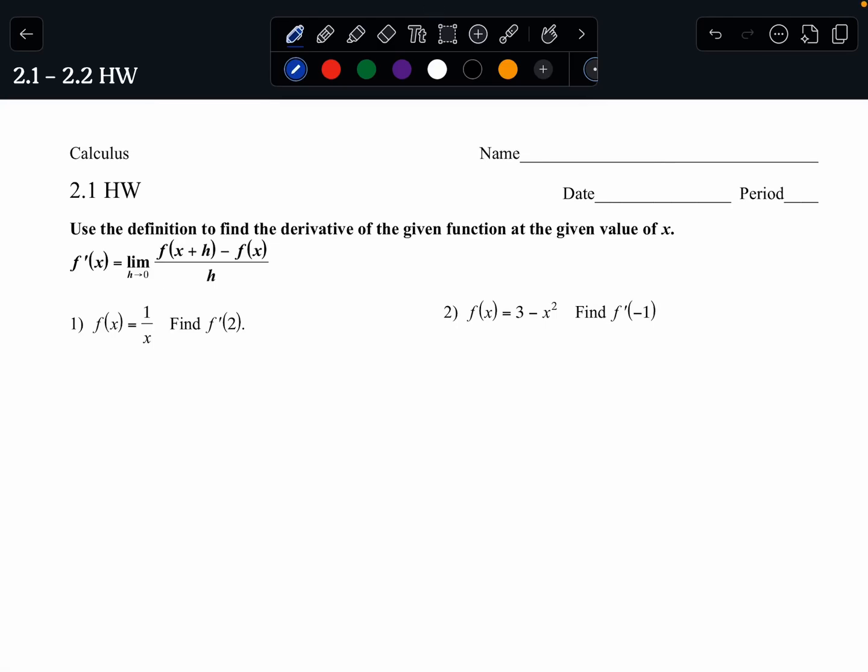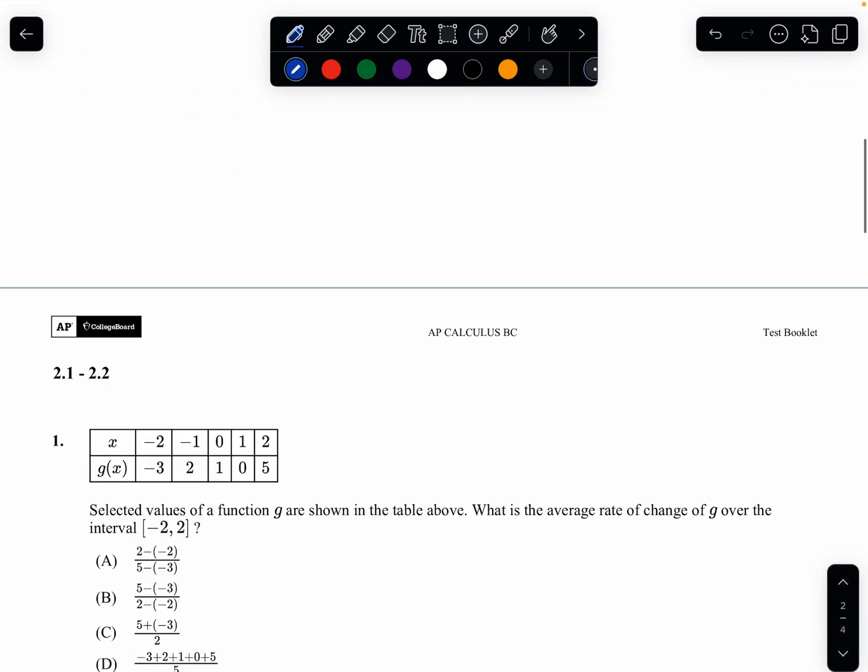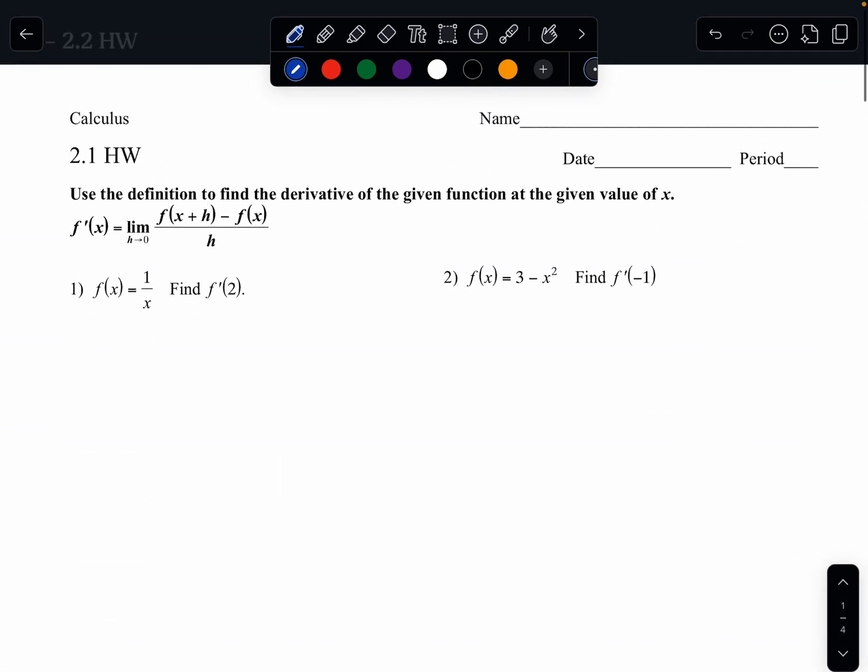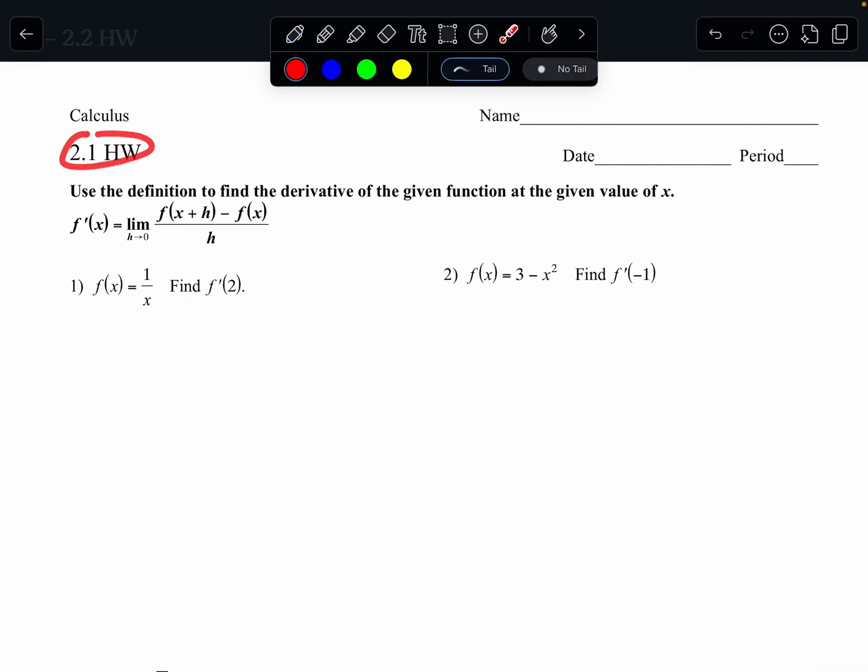Alright guys, we're starting chapter 2, which is the cool unit because we get to learn about derivatives, and derivatives are cool. Except for the definition. The definition of a derivative is not cool, but the derivative shortcuts are cool. But before we use derivative shortcuts, we gotta learn the actual definition. So that's what 2.1 and 2.2 are gonna go through.